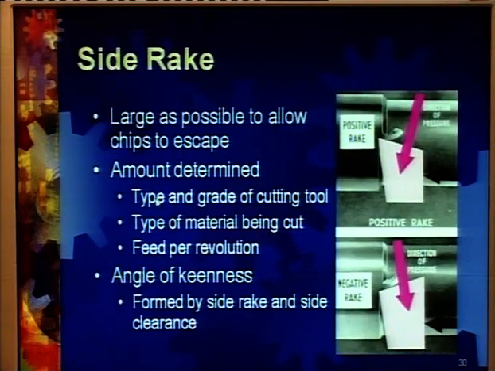The amount is determined by the type and grade of the cutting tool, the type of material which is being cut, and the feed per revolution. By saying this, we are trying to say, as I have already quoted, that in case the tool is made out of high speed steel, which has sufficient toughness, then we can give a positive rake angle, and it can also be given a greater amount of rake angle, without worrying that it will break away while the machining is going on.